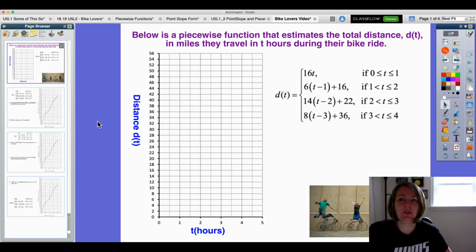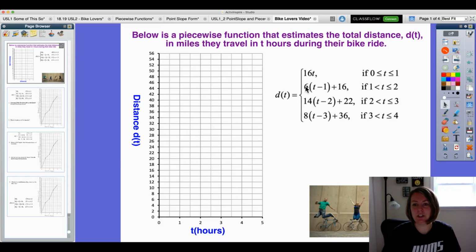Hi everybody. So far you have learned about piecewise functions and the point slope form. So now we're going to continue our learning and look at how this all looks in a context. In this context, you're going to see it being about a bike ride.